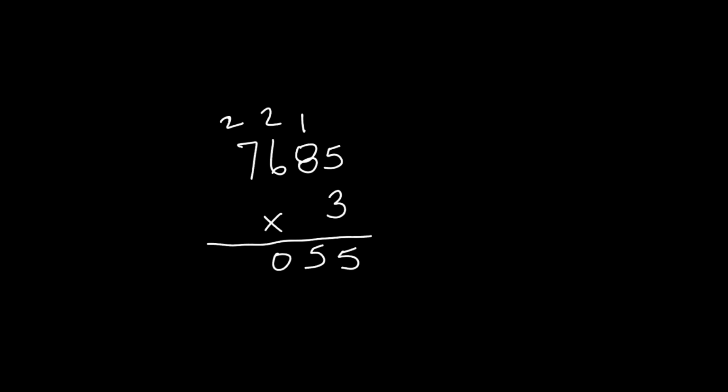Lastly, we will do 7 times 3, which is 21, and we will add 2 to the 21 and get 23. Since there are no other digits next to the 7, the 23 will drop down here, and we will have a final result of 23,055.